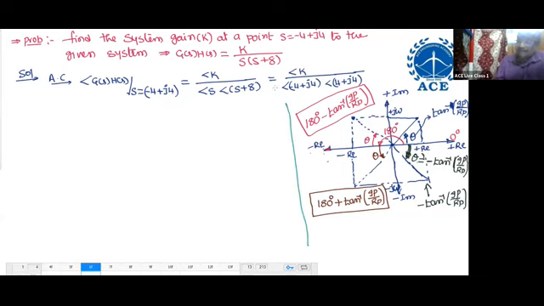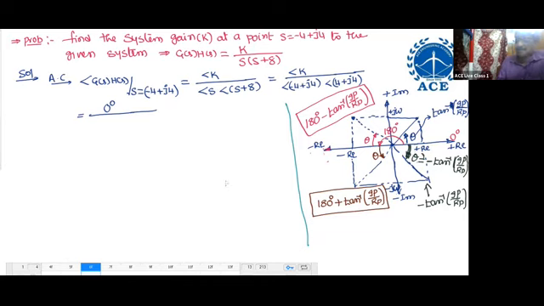Now write the angles for this. What is the angle of K? We already wrote it: the angle of K is 0, any point on the positive real axis has 0 degrees. So 0, divided by minus 4 plus j4.